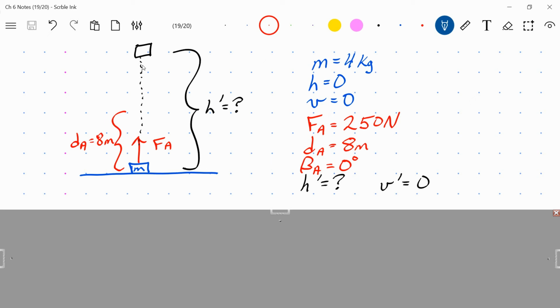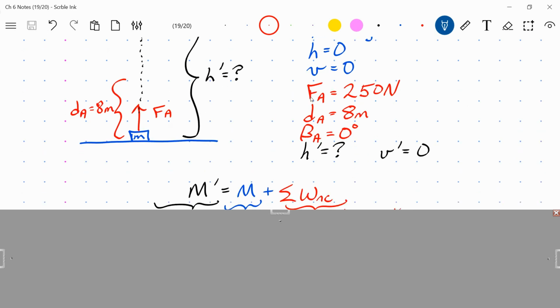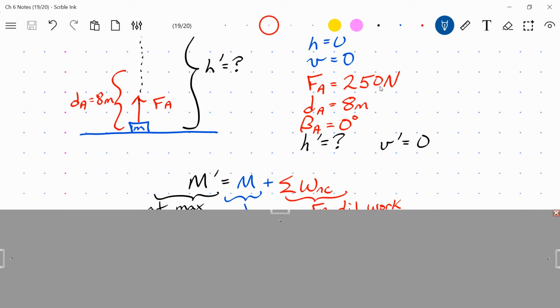It continues to rise, slowing down, eventually stopping at some maximum height. So I've written the information down here in a kind of given-unknown-equation form. The mass is 4 kilograms. H that it started with is 0, so it started at ground level. The speed at that starting point was 0 because it wasn't yet moving. The applied force was 250 newtons.